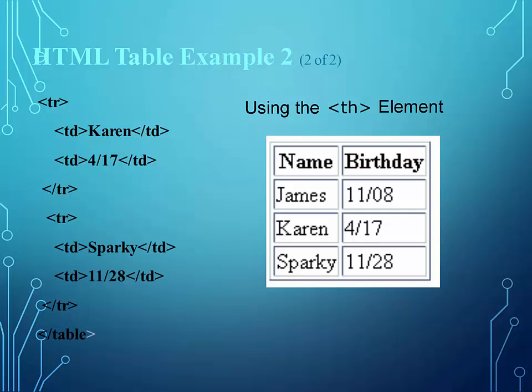And you see the example here on the right using the TH element, which bolds name and birthday and centers it in each's respective column.